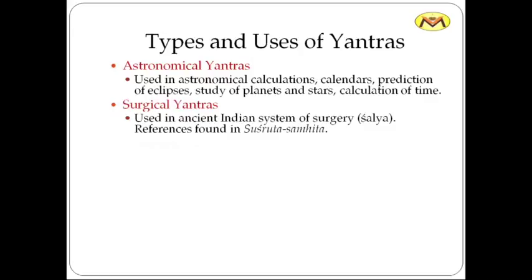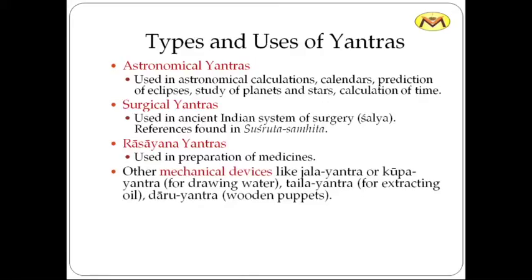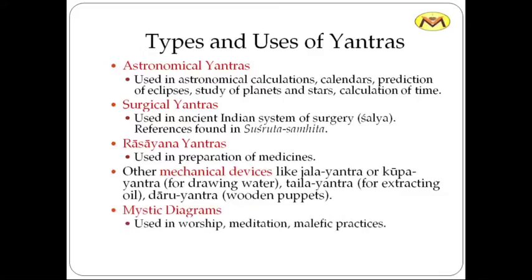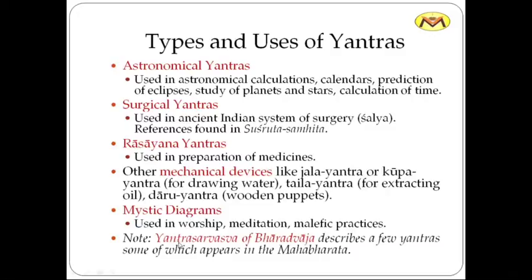In the presentation, I have put up some different types of yantras so that those who are interested can go through it in detail later. So there are astronomical yantras, surgical yantras, rasayana yantras, which are used for preparation of medicines, and mystic diagrams. Here is also a note that I came across: a text called Yantra Sarvasva, written by Bharadwaja. In this text, Bharadwaja mentions a lot of types of yantras, some of which are as old as the yantras used in the epic Mahabharata.